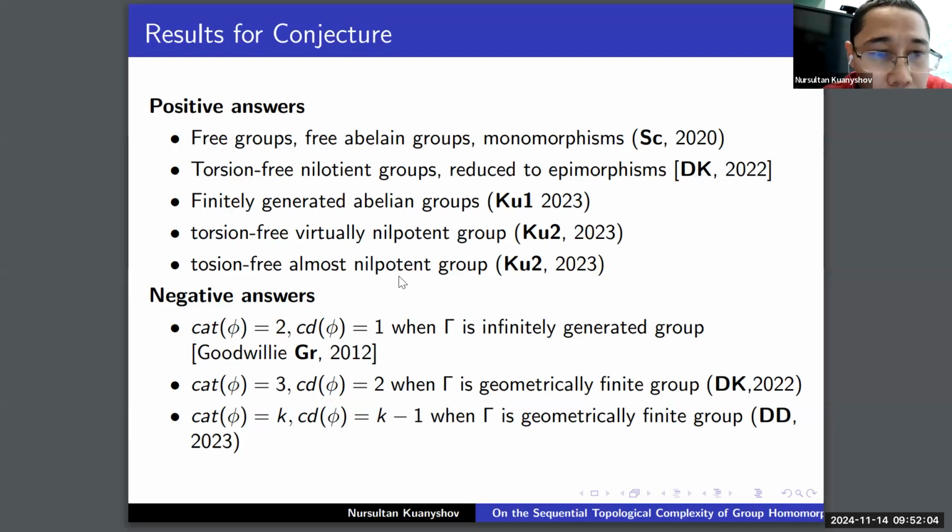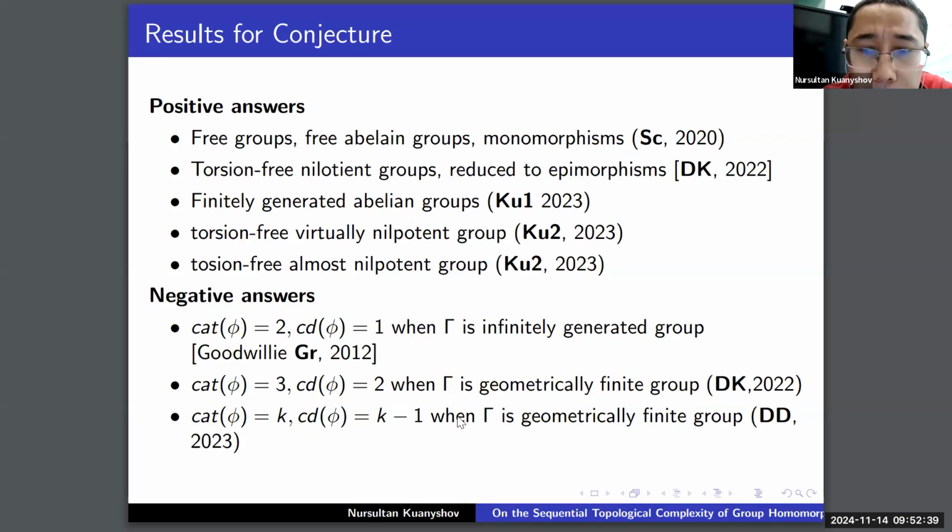So here the LS category is 2 and the cohomological dimension is 1. This is due to Goodwillie. But gamma in this case is an infinitely generated group. And in the same paper, with my advisor, we gave a counterexample where the cohomological dimension of phi is 2 and the LS category of the group homomorphism is 3. And then the question was asked: are 2 and 3 special cases?